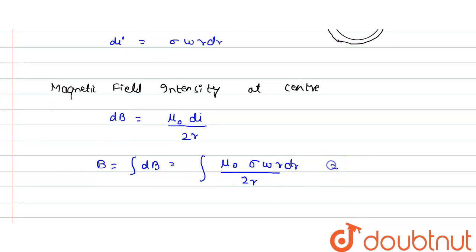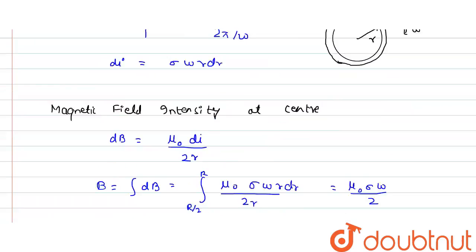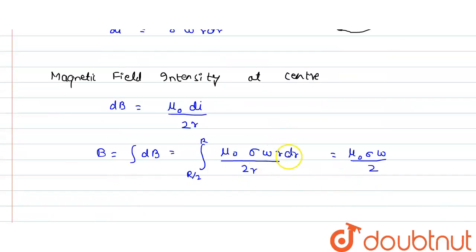Now r and r would be cancelled. So what is just left? The left portion would be mu naught sigma omega divided by 2, and then what is the limit? It would be from R by 2 to R. Okay, the inside radius is R by 2, outside radius is capital R. So we have put the value. So integration, this and this r would be gone, then integration would be of dr. So integration of dr is r. So we can put the limit in r: upper limit as R and lower limit as R by 2.